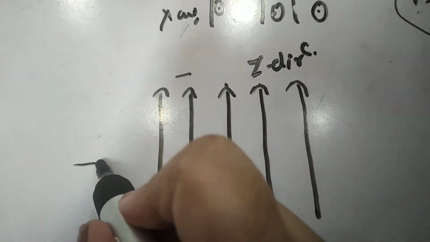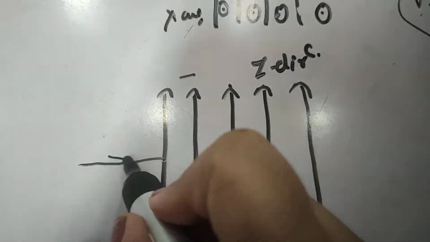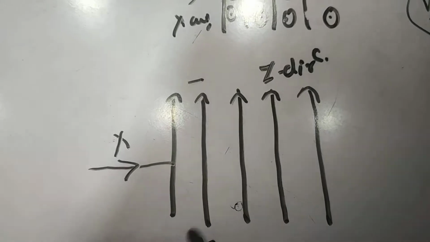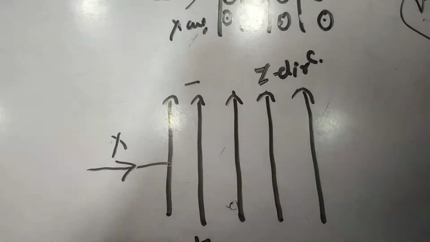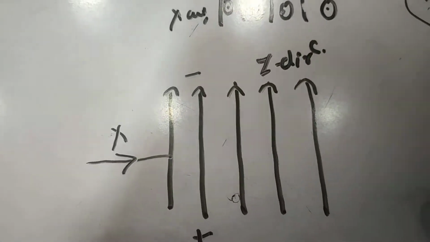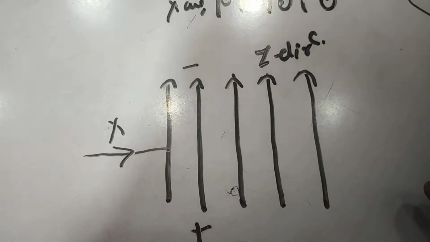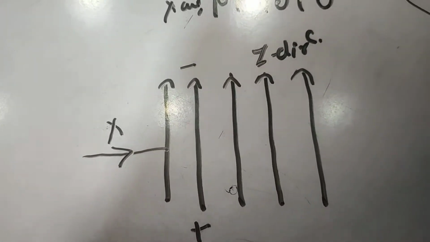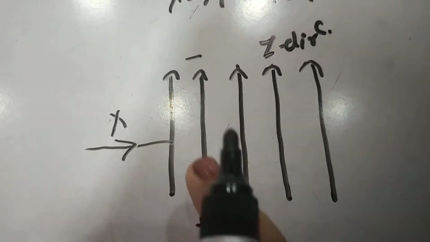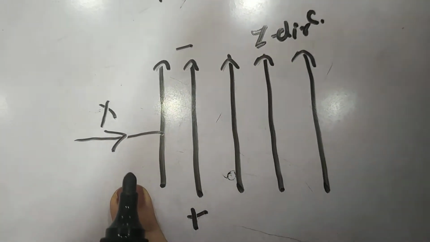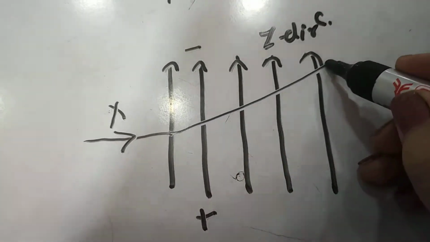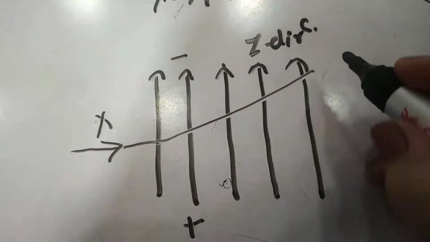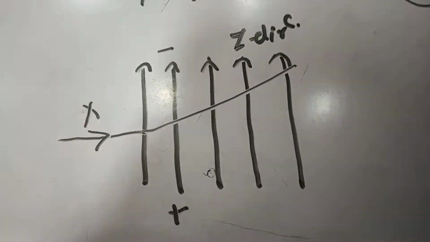Now let us consider a charged particle entering along the x-axis. We have studied in our first video of this chapter that when a charged particle enters a uniform electric field in a direction perpendicular to the direction of the electric field, the force will change its path and it will follow a parabolic path like this, right? After that it will go along the tangent, fine.